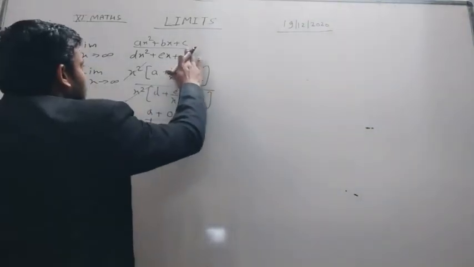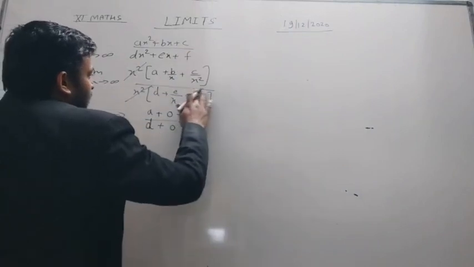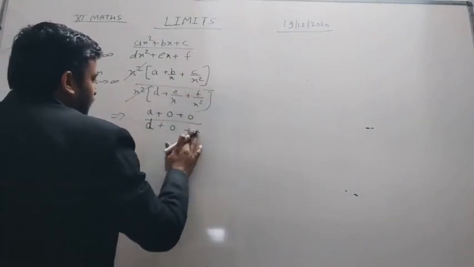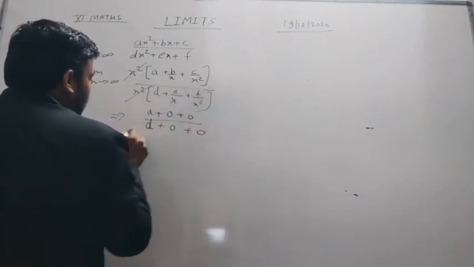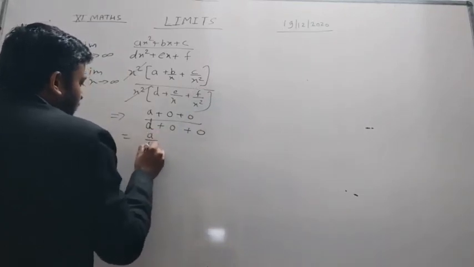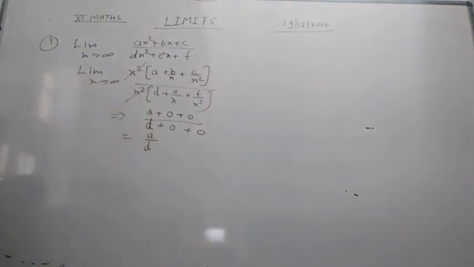Here, students, f is in the question, so we write f, and this term will be 0. So our limit of this question will be a by d. Okay, I hope you understand.